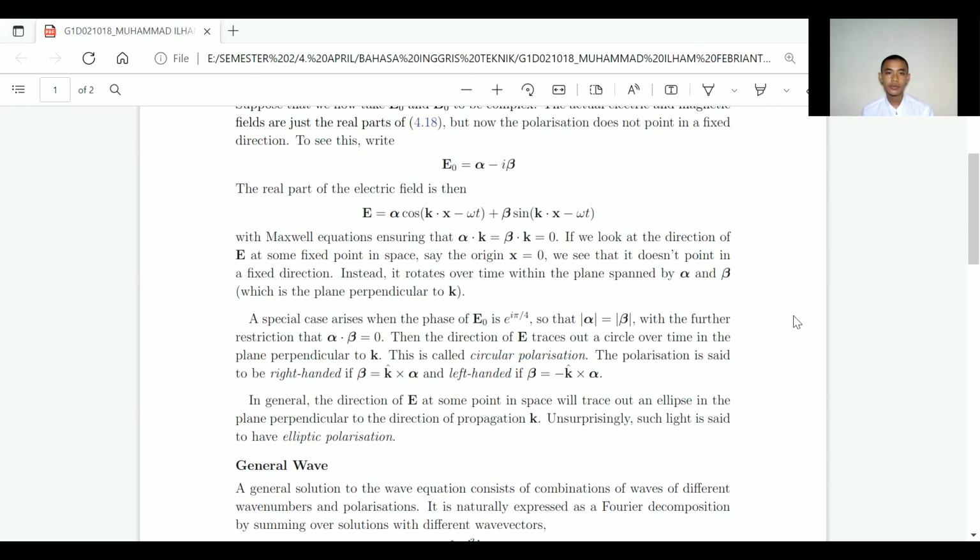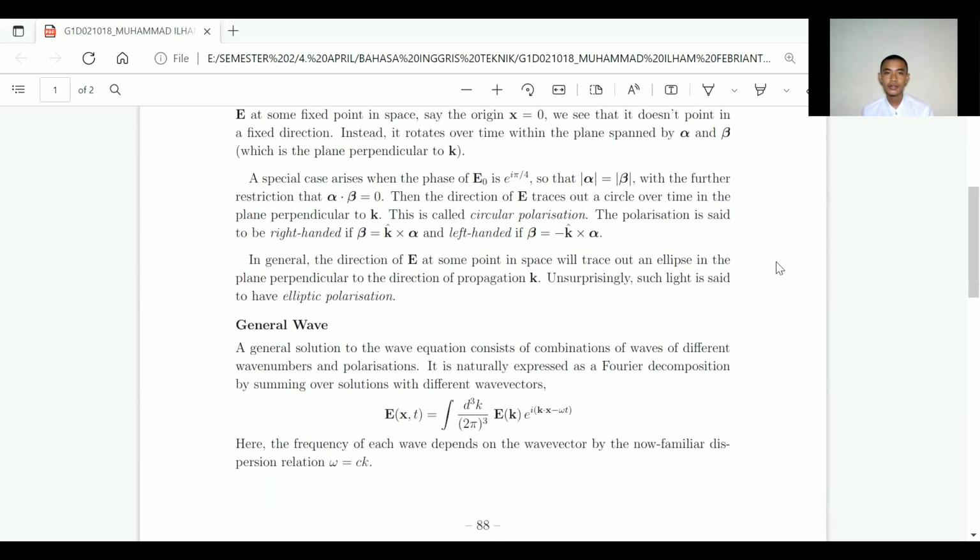A special case is when the phase of E0 is e to the power i pi divided by 4, so that the absolute value of A equals the absolute value of beta, with the further restriction that A multiplied by beta equals 0. Then the direction of E traces out a circle over time in the plane perpendicular to k. This is called circular polarization.